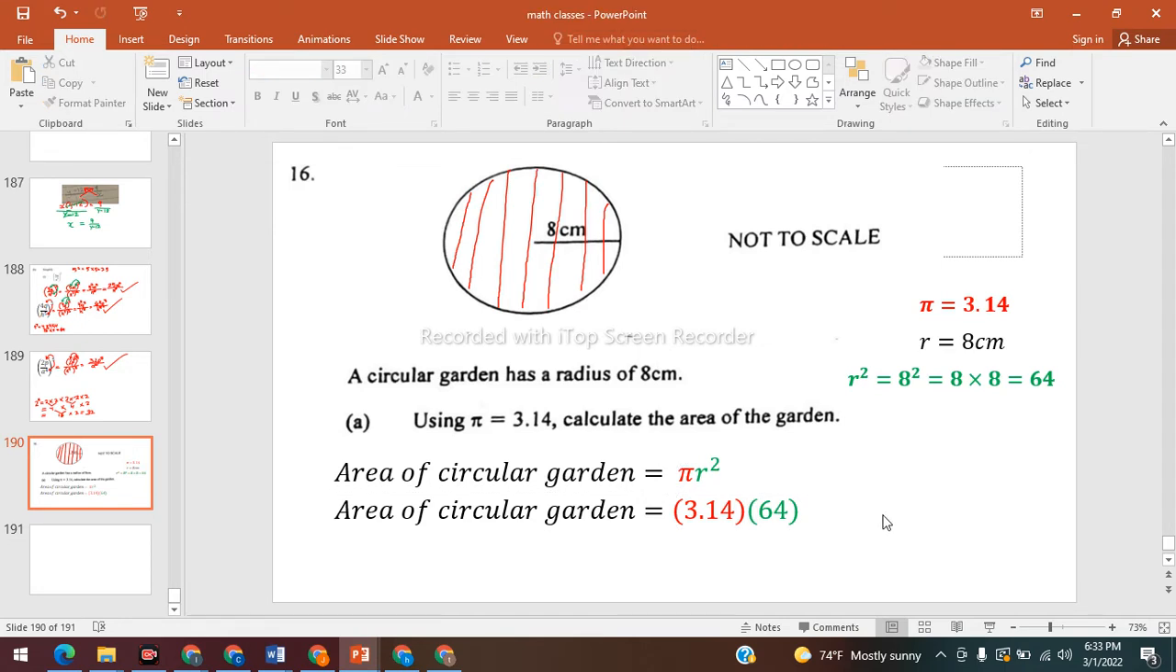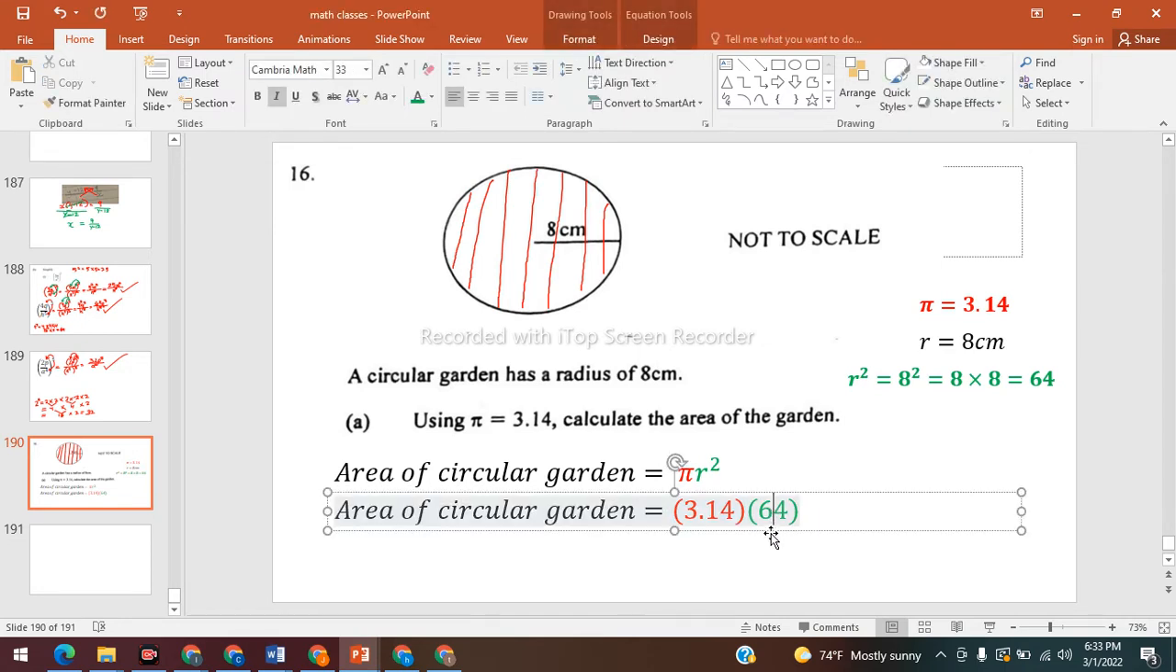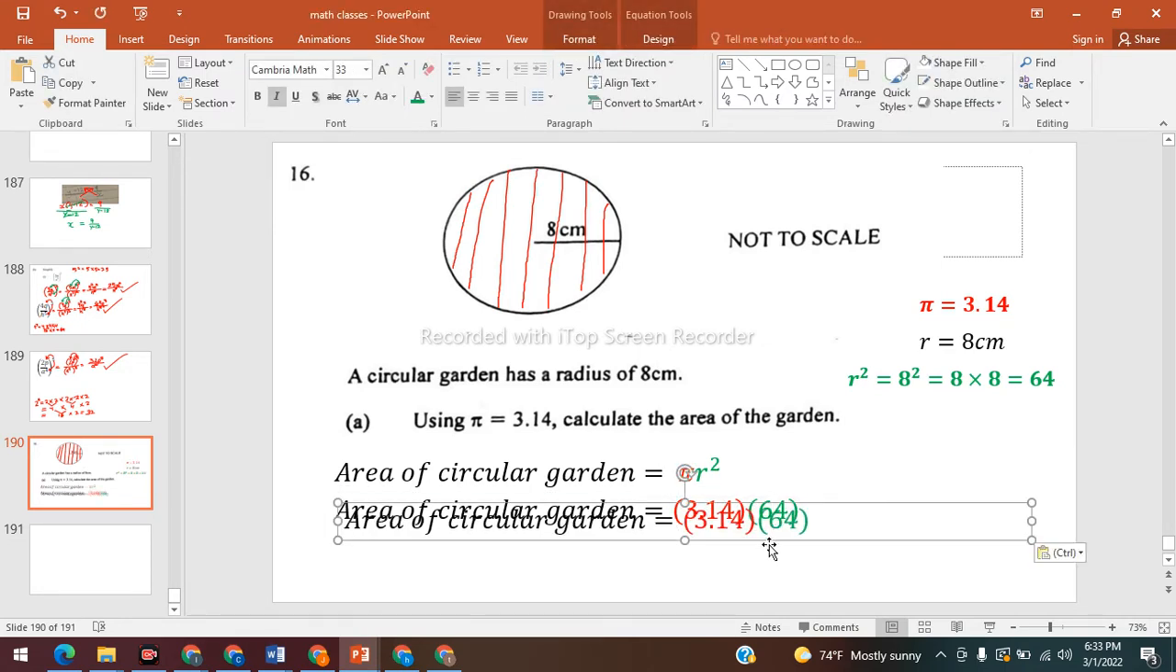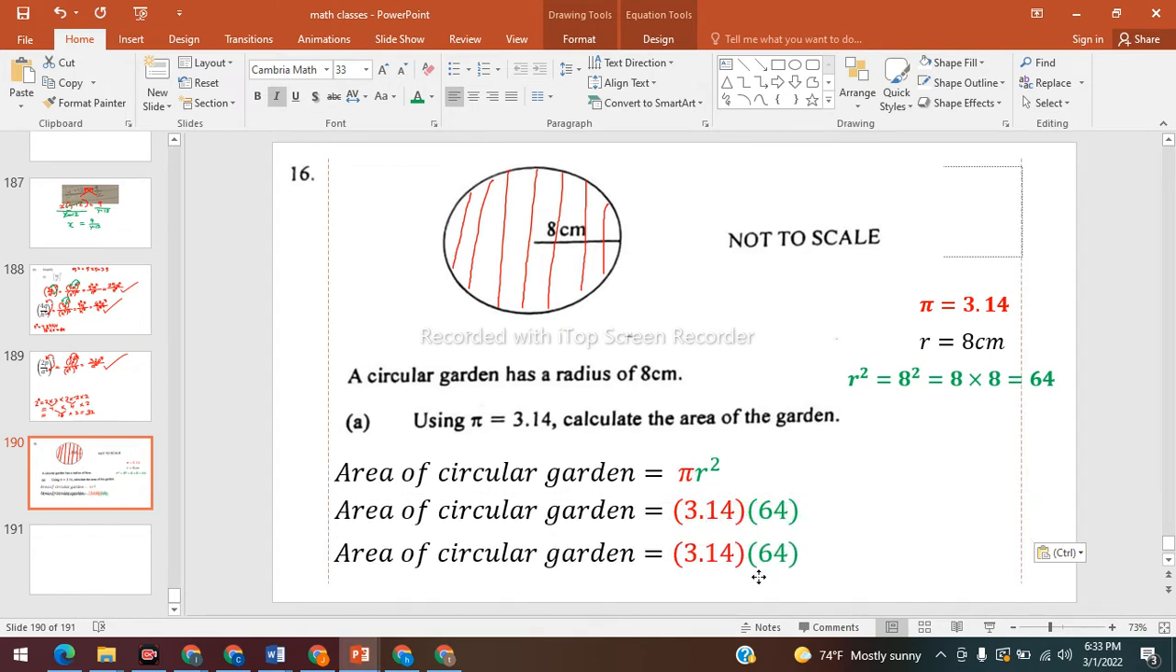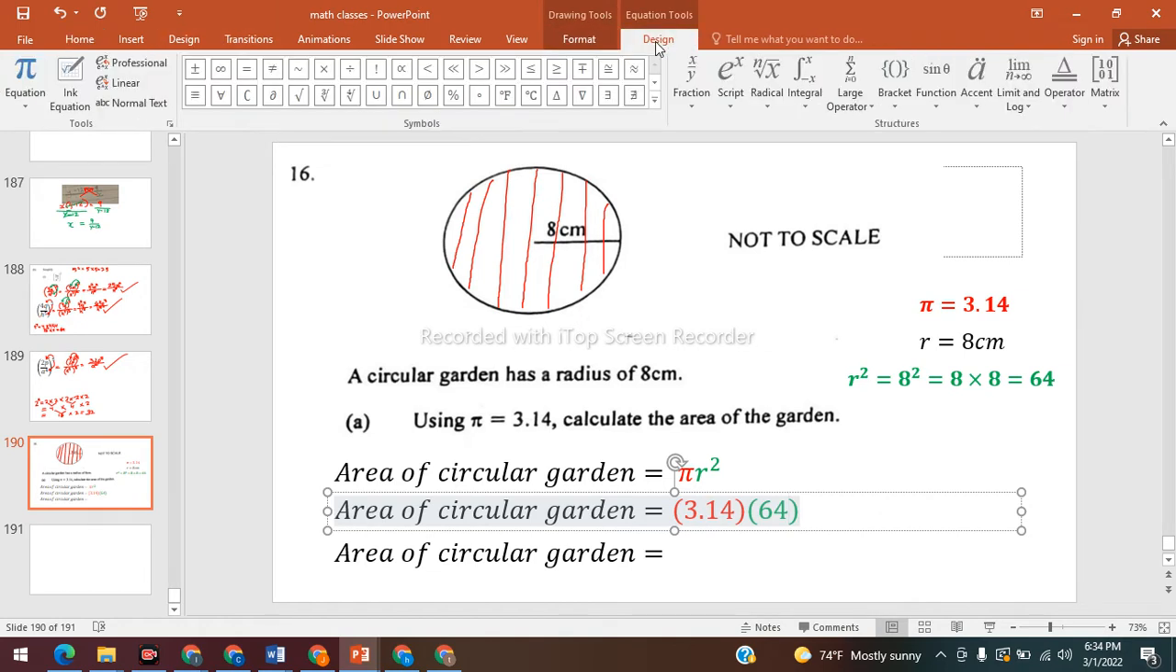Good. And then what is 3.14 times 64? 196. Who said that? Centimeters. Okay. Oh, we have to be careful. This is centimeters squared, eh? Centimeters squared.